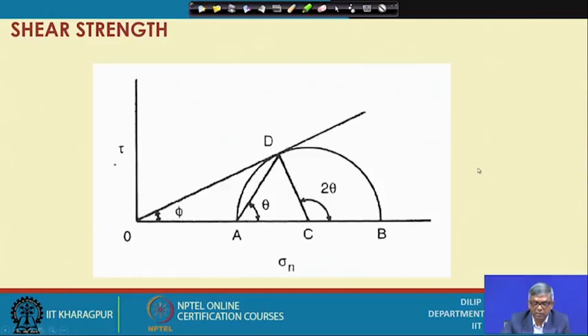So, this is the one. If this is the plane, actually this is the failure plane, and this is the phi envelope. So, what is the relationship between the failure plane and the angle of internal friction? That is theta equals 45 degrees plus phi by 2.